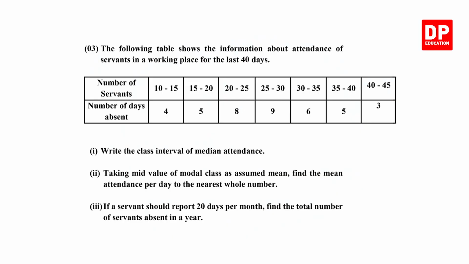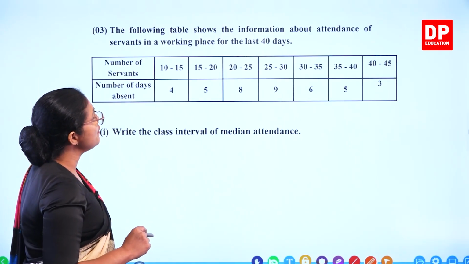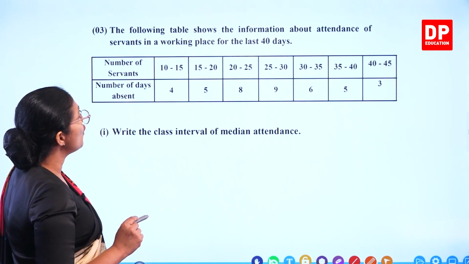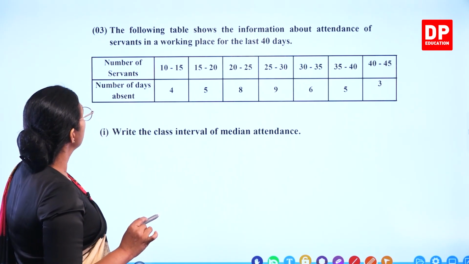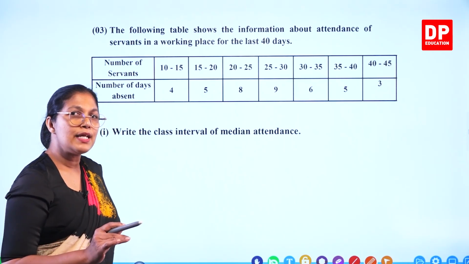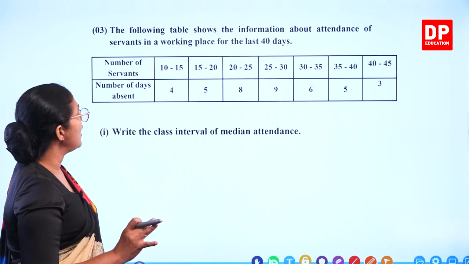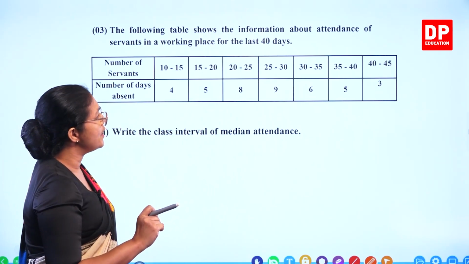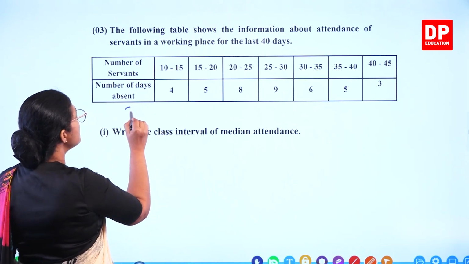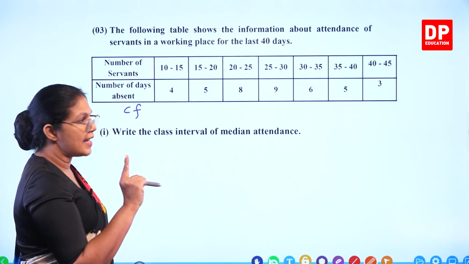Let's take question number 3. It's a statistics question. The following table shows the information about attendance of servants in a working place for the last 40 days. Write the class interval of median attendance. What does median mean? The middle value. So it's already arranged in order. How do we find the median? By taking the cumulative frequency, we can easily do that.